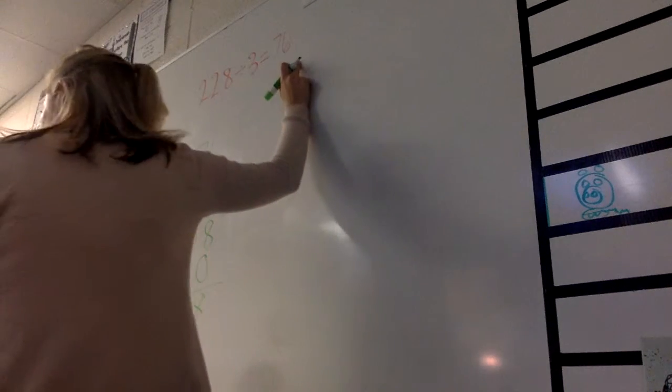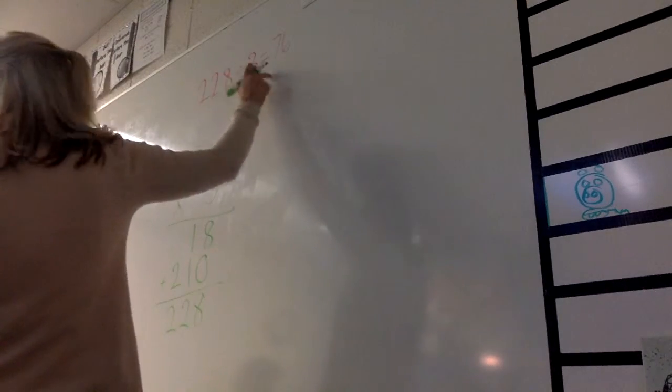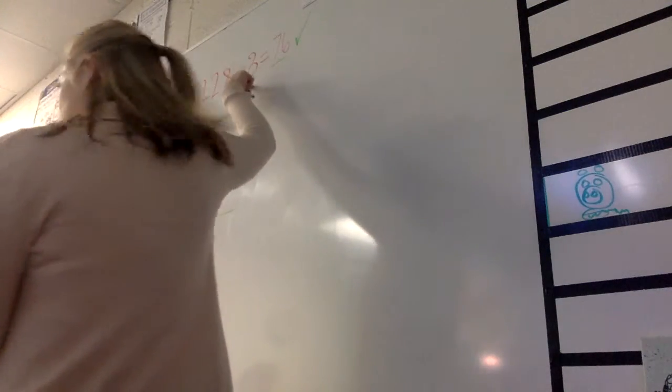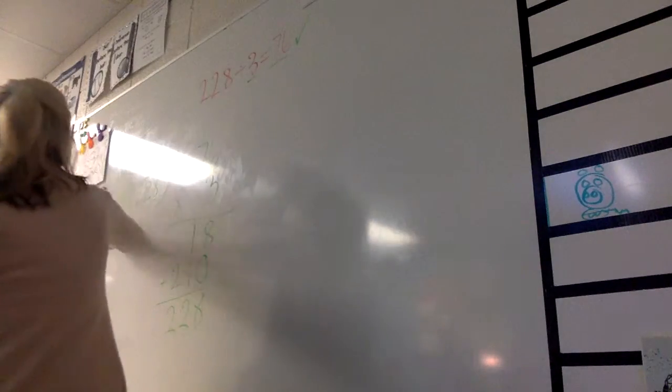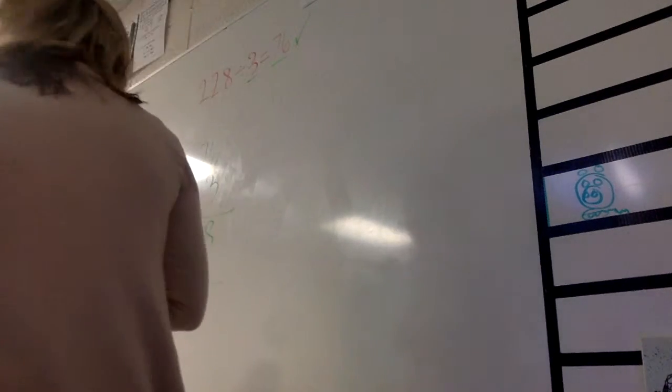So is this a true statement? Yes. 228 divided by 3 equals 76. It is true. So do you see how we can use multiplication? We can multiply the quotient times the divisor to see if it is a true statement.